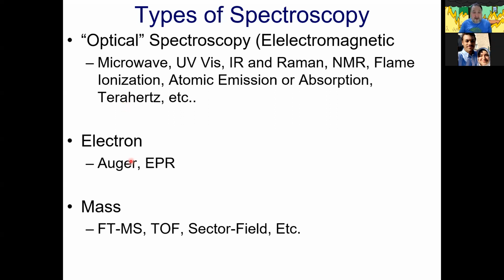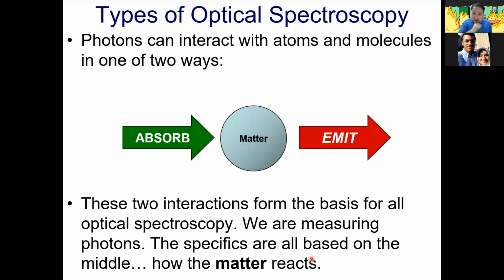You've got electron spectroscopy, so Auger. It looks like it's auger, but it's pronounced Auger, just like the drink. EPR, electron paramagnetic resonance. We have an EPR machine up in the lab where the GCMS is, so I'm talking to the guy who runs it and seeing if we can get one of those working as an experiment. Mass spectrometry, so Fourier transform mass spectrometry, time of flight mass spectrometry, sector field. We did some quadrupole mass spec in lab.